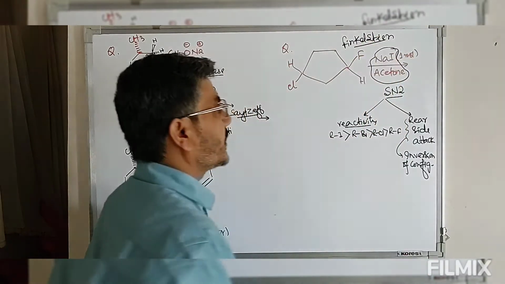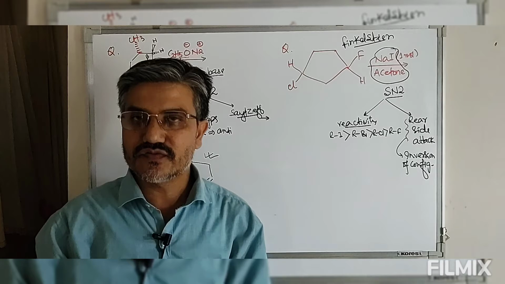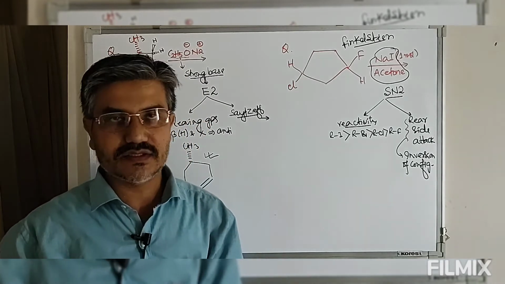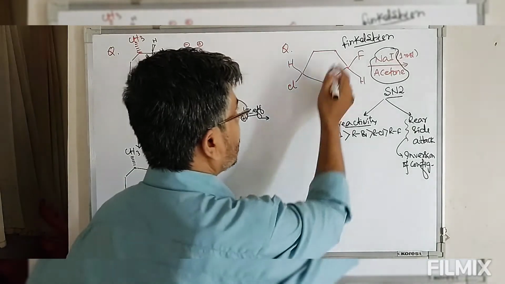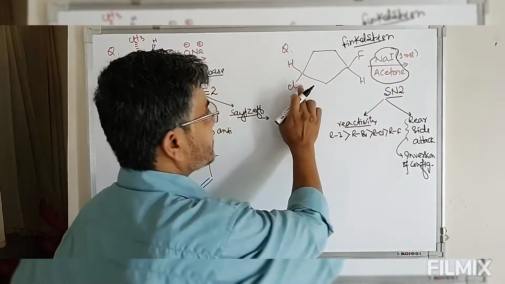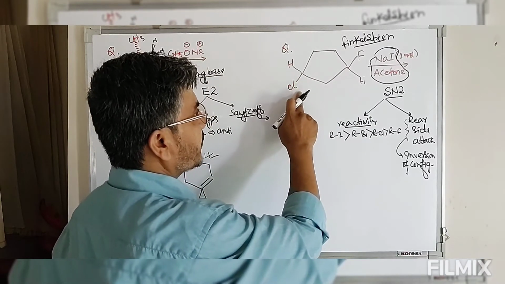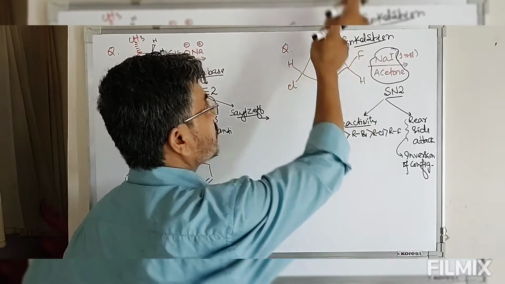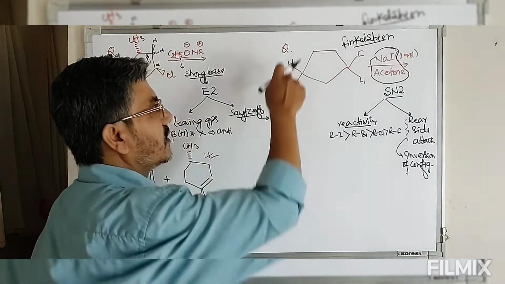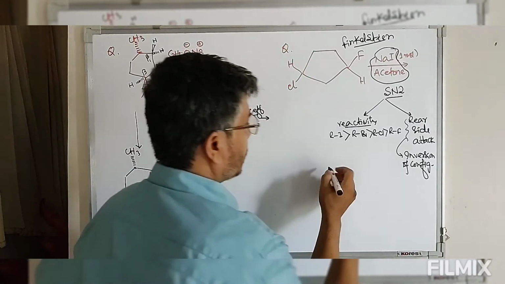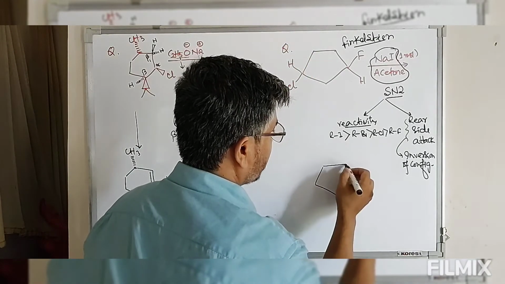So this is the Finkelstein reaction, which is basically used for the preparation of alkyl iodides. So the product is, now look at this. When this I minus attacks here, this is below the plane of the ring, so I minus has to come from above the plane of the ring.